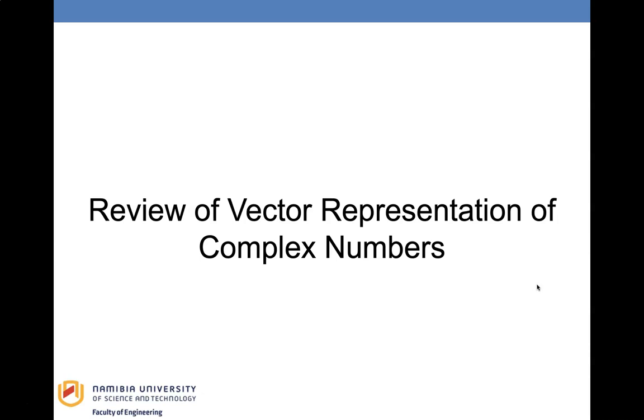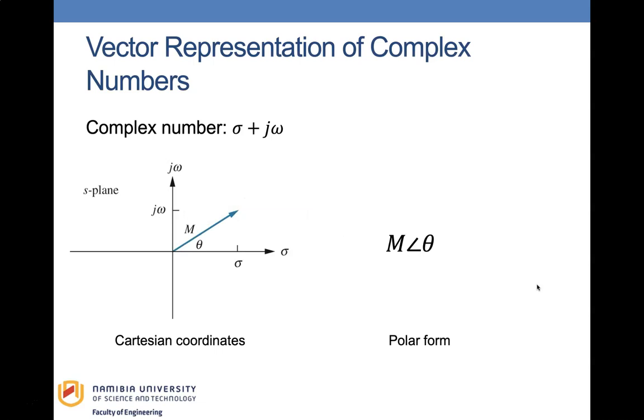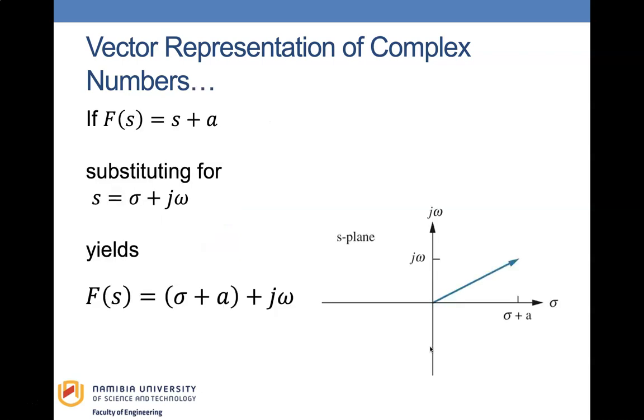Any complex number, sigma plus j omega, can be graphically represented as a vector as shown in this Cartesian coordinate form in this figure. The complex number can also be described in polar form with the magnitude M and angle theta. If a complex number is substituted into a complex function F of s, another complex number will result.